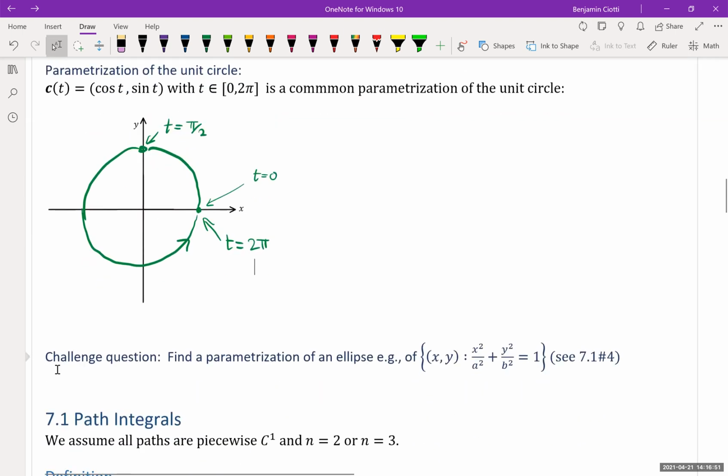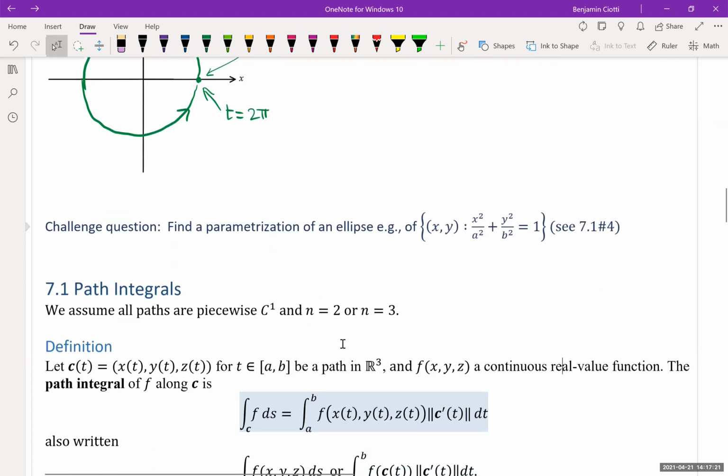Anyway, related to the parametrization of the unit circle would, for example, be a parametrization of an ellipse. One of your homework problems asks you to come up with a parametrization of an ellipse. It's kind of similar to this parametrization. You'll see that when you do 7.1 number 4. Okay, so that's all the review.